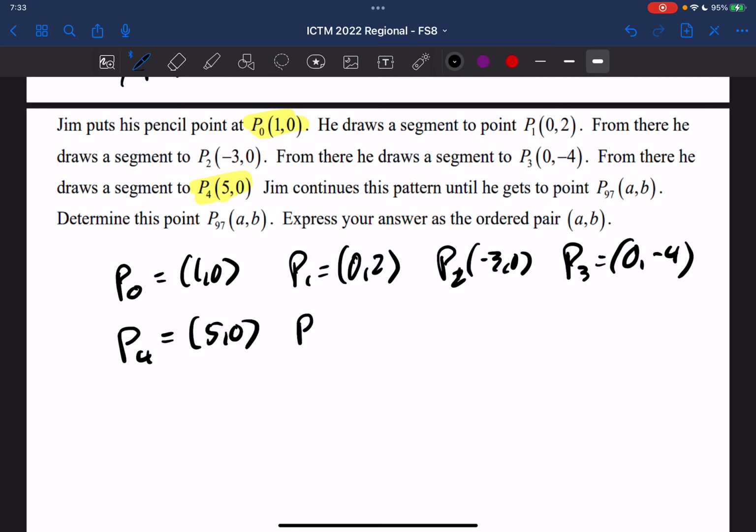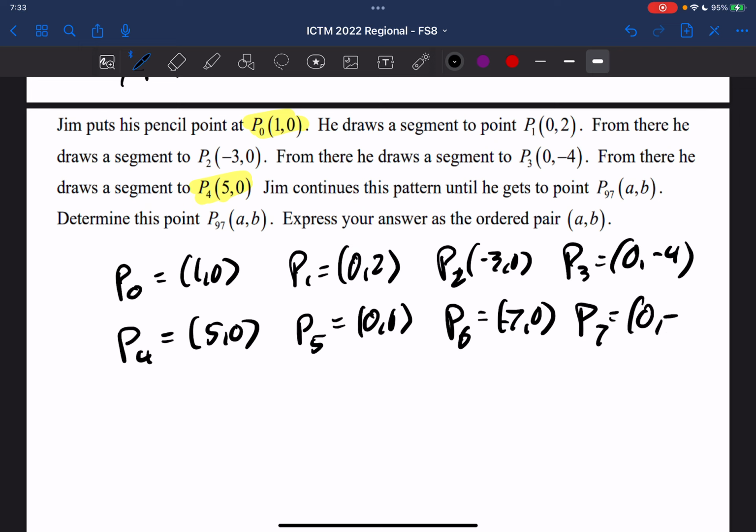Now if I continued, P5 would be (0, 6), P6 would be (-7, 0), P7 would be (0, -8). So the question is, where will P97 fall?